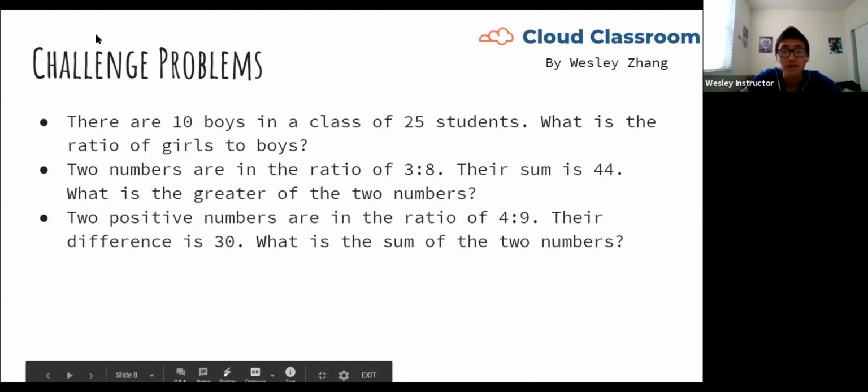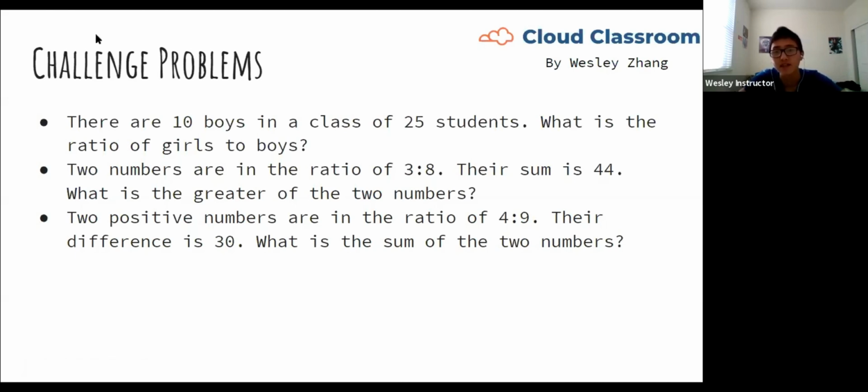All right, so there are 10 boys in a class of 25 students. What is the ratio of girls to boys? So I don't want the ratio of boys to students. I want the ratio of girls to boys. So you guys got to find out how many girls there are. So just subtract 10 from 25, then you get 15. So there are 15 girls in the class. So the ratio is 15 girls to 10 boys. And that simplifies to 3 to 2.